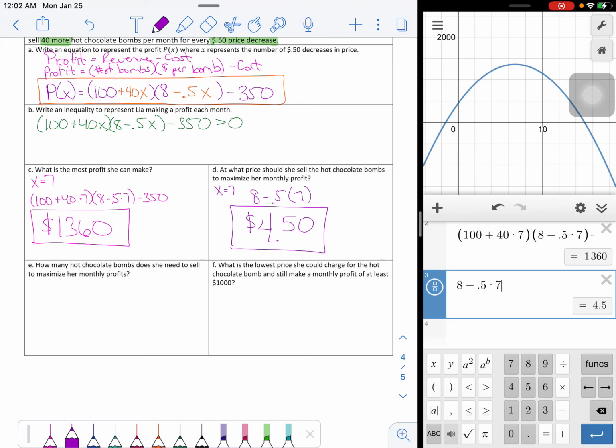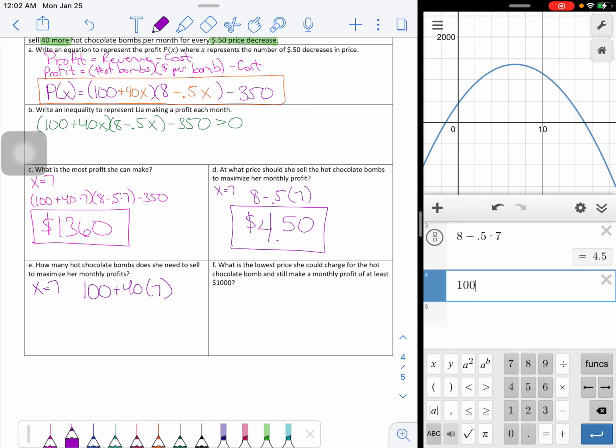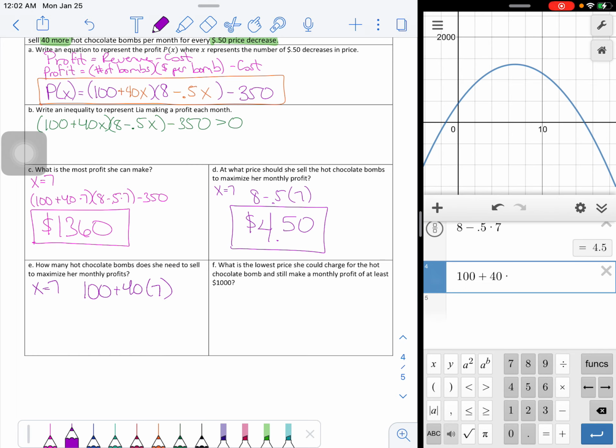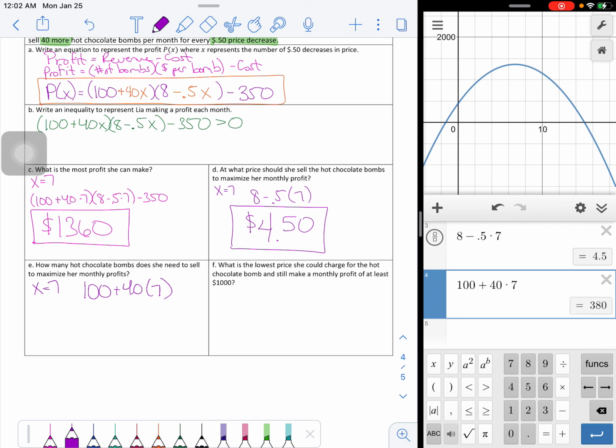Okay. How many does she need to sell to maximize her monthly profit? Well, the number of bombs is right here. It's 100 plus 40x. And again, x is still equal to 7. So 100 plus 40 times 7. So into my calculator it goes. Conveniently Desmos doubles as a calculator along with graphing everything else. So per month, she would sell 380 of the hot chocolate bombs.